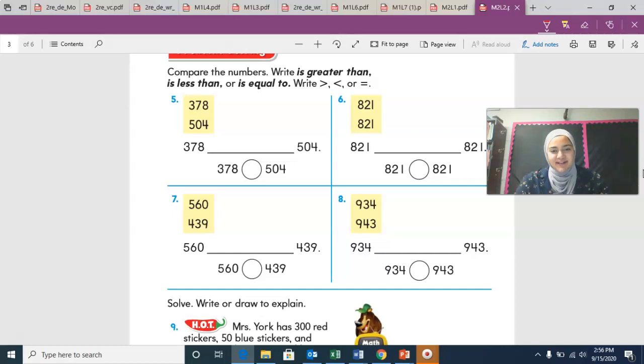These problems are pretty easy, so we'll do 2 of them. We'll do number 5 and 8 together, and you will do 6 and 7 on your own, okay? Let's look at number 5. Remember, we have to draw ones, tens, hundreds, and then we look at the hundreds place value first. The hundreds place value, which one is greater, 3 or 5? 5 is greater. So 504 is the bigger number. So this alligator is eating 504. So this is actually the less than sign. So you're going to write 378 is less than 504. I'm going to write less than.